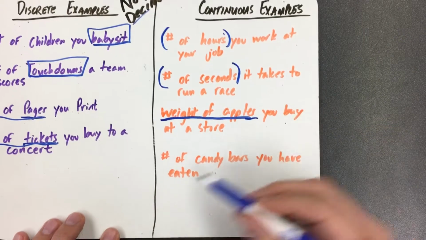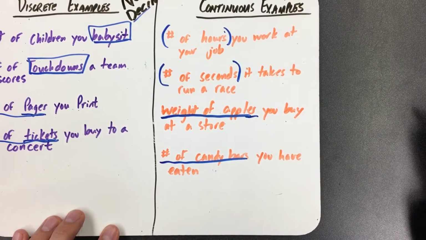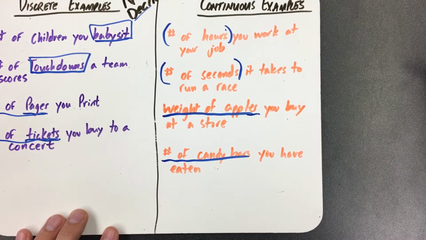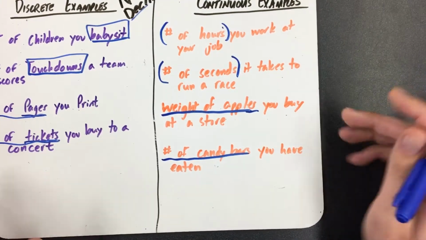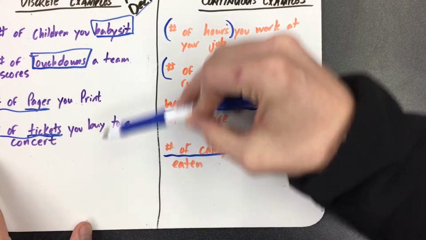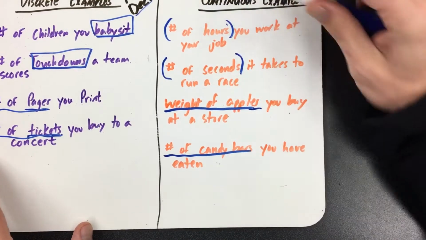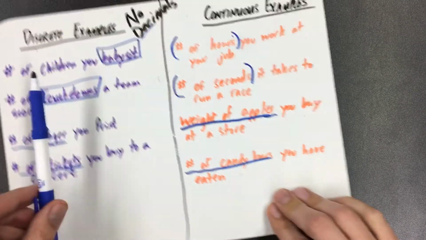The number of candy bars that you eat, thinking about Halloween, right? Could I eat half of a candy bar? Sure. Could I eat a third of a candy bar? Yeah. Could I eat 0.87 of a candy bar? Yeah. And so in real life examples, decimals are allowed when it's continuous. Decimals are not possible whenever it is discrete. Okay, just a couple more. I have 2 more boards and then we are going to be done.